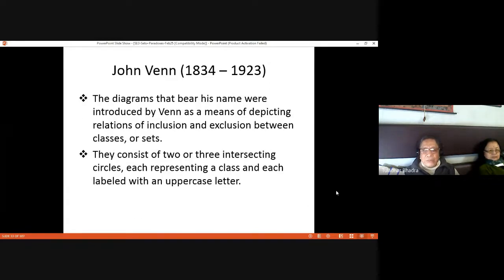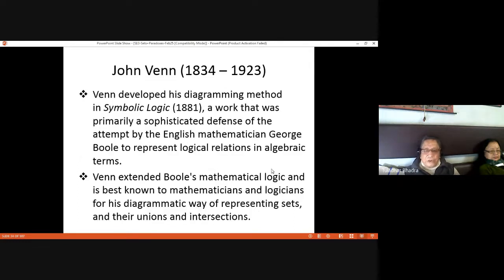The diagrams that bear his name were introduced by Venn as a means of depicting relations of inclusion and exclusion between classes, or what we now call sets. They consist of two or three intersecting circles, each representing a class, and each labelled with an upper case letter, a bigger letter. Venn developed his diagramming methods through symbolic logic. Symbolic logic was introduced by him in 1881.